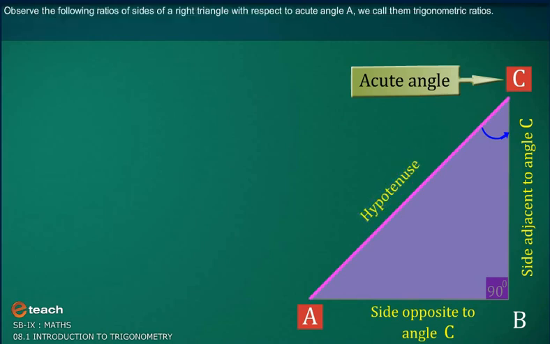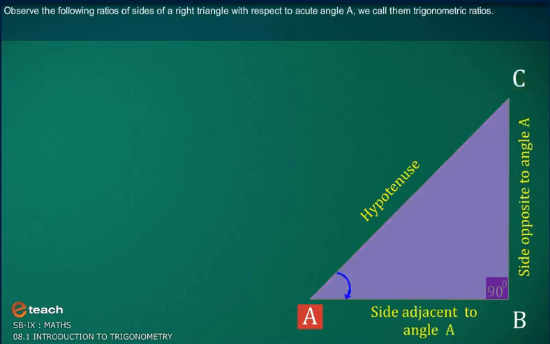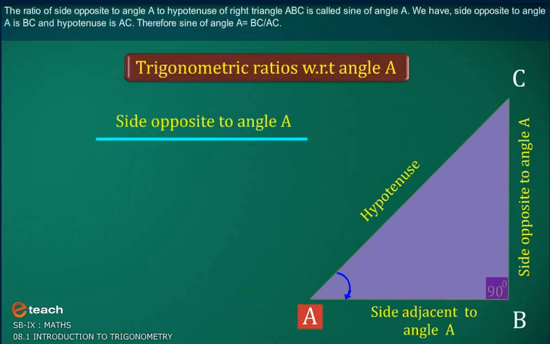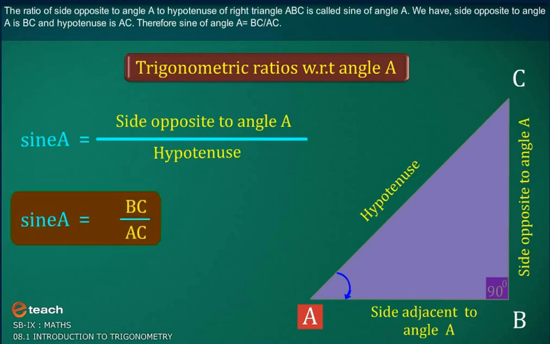Observe the following ratios of sides of a right triangle with respect to acute angle A. We call them trigonometric ratios. The ratio of side opposite to angle A to hypotenuse of right triangle ABC is called sine of angle A. We have side opposite to angle A is BC and hypotenuse is AC. Therefore, sine of angle A is equal to BC upon AC.